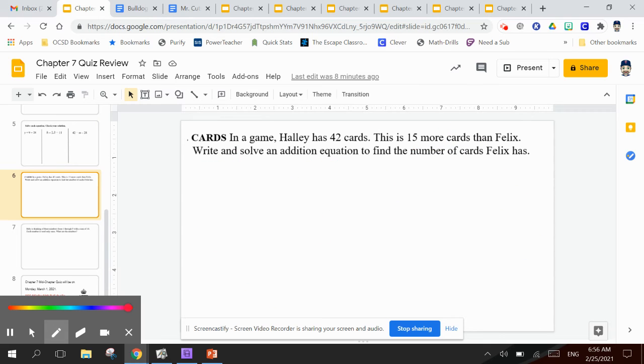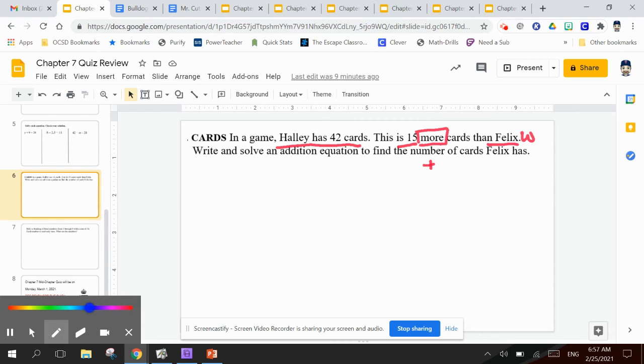So in this game, Haley has 42 cards. This is 15 more cards than Felix. Write and solve an addition equation to find the number of cards Felix has. So let's go back through. In the game, Haley has 42 cards. This is 15 more. More tells me to add 15 more cards than Felix. Well, how many cards does Felix have? We don't know. That's my variable. So let's rewrite this as an addition equation.